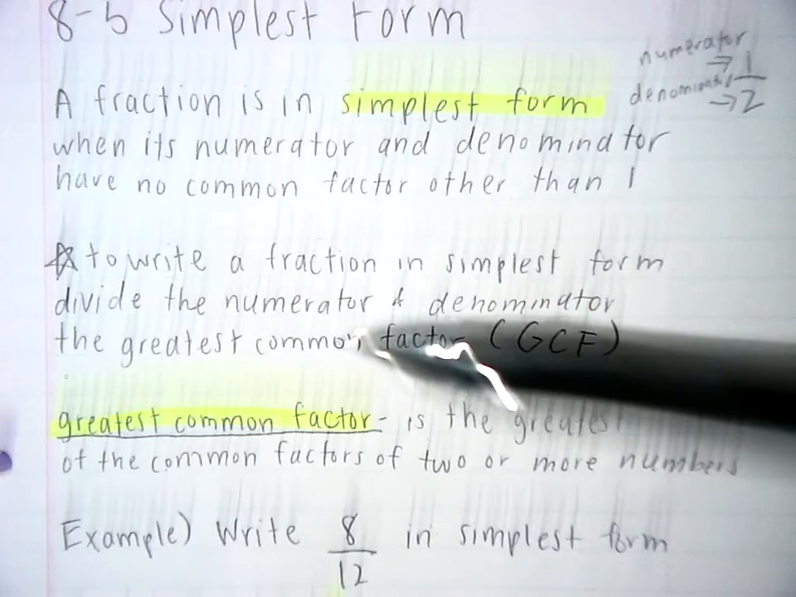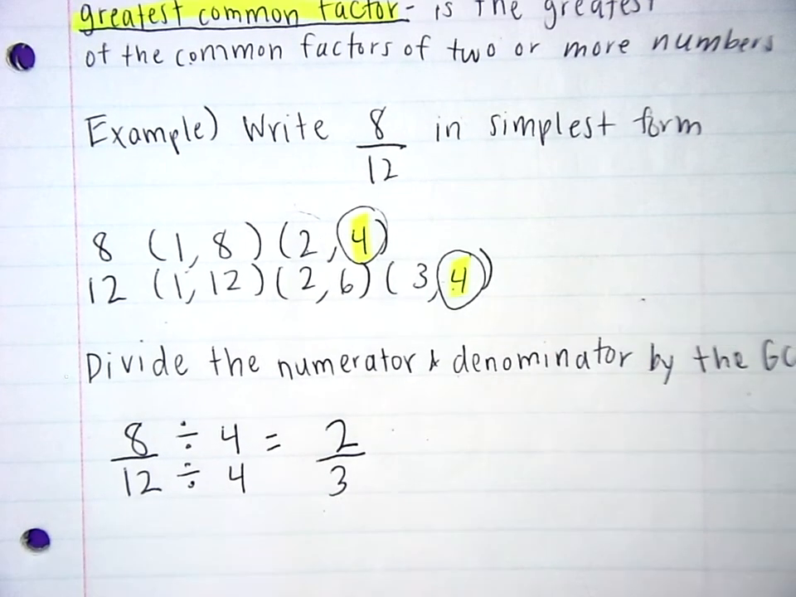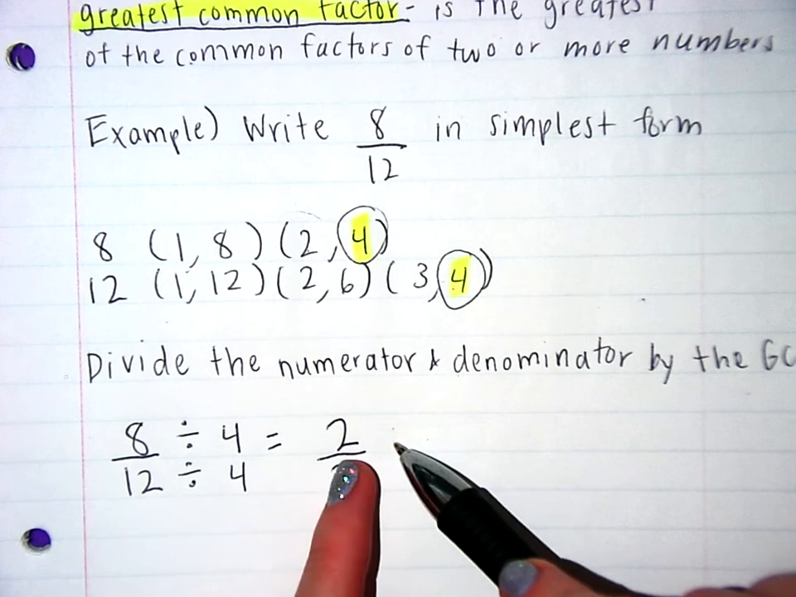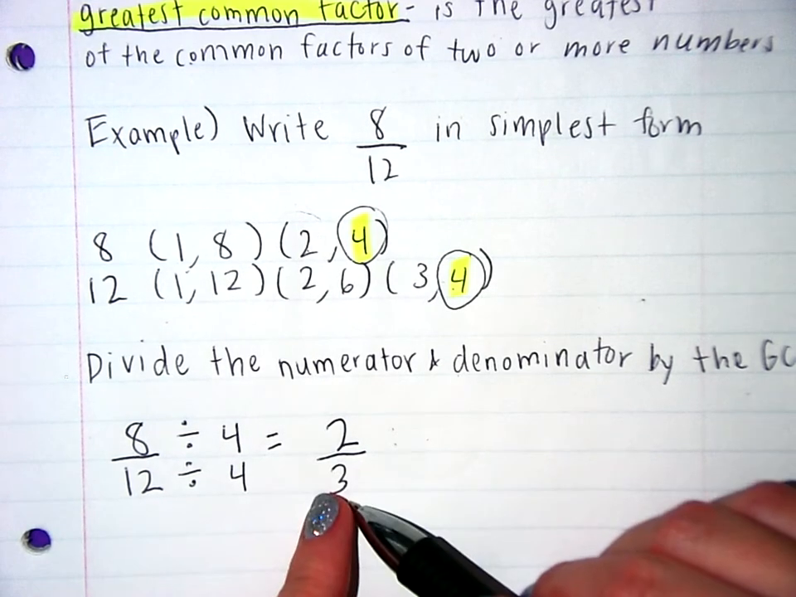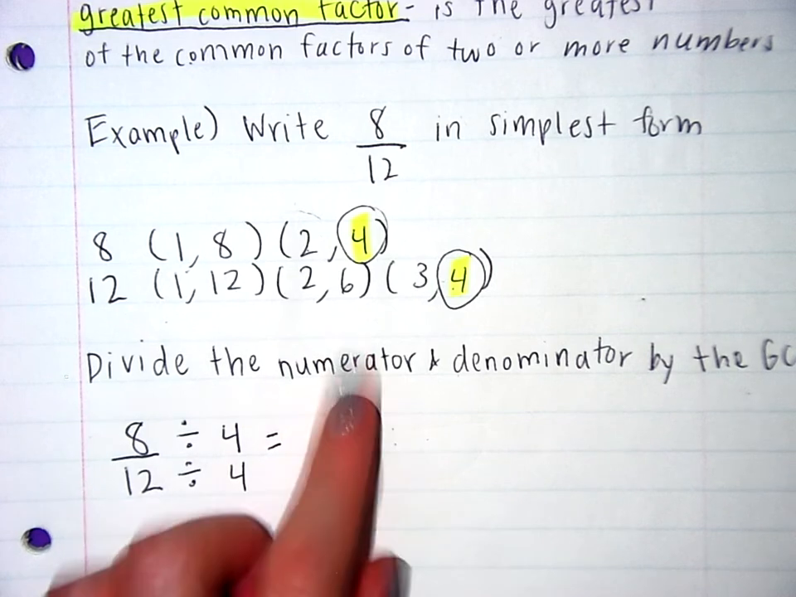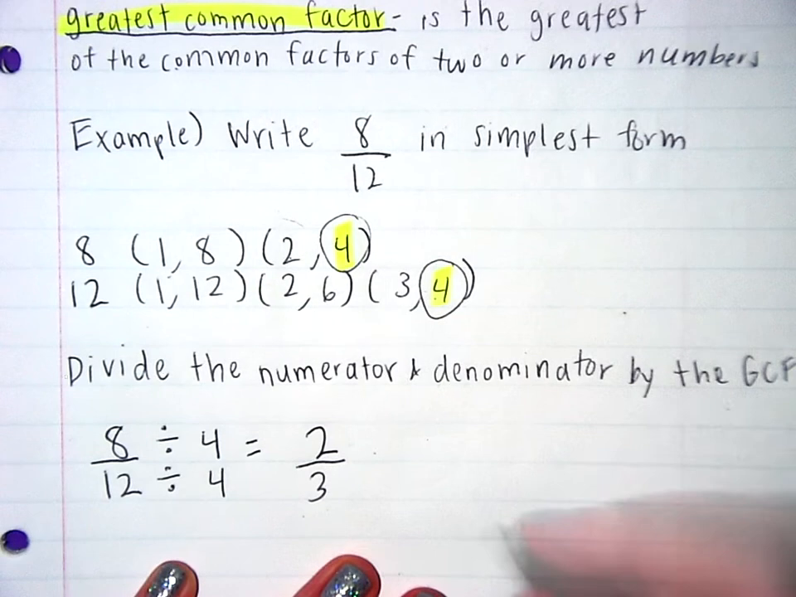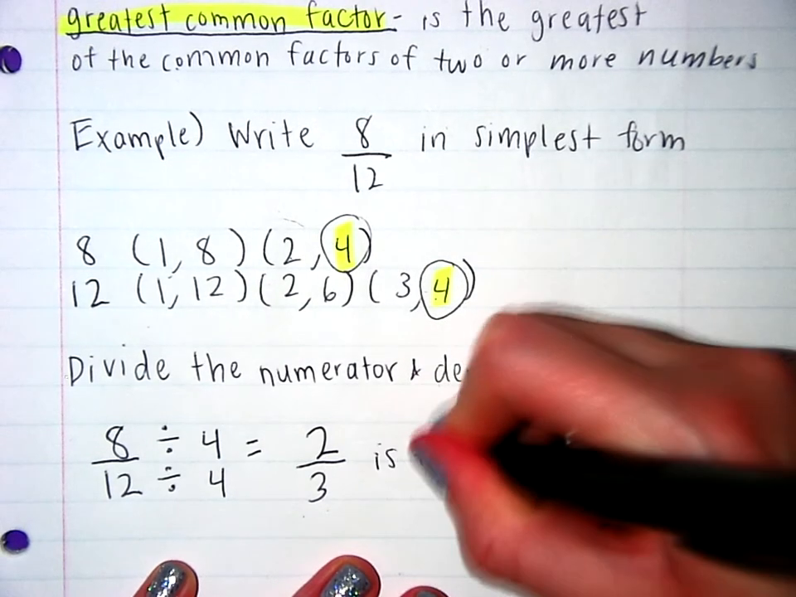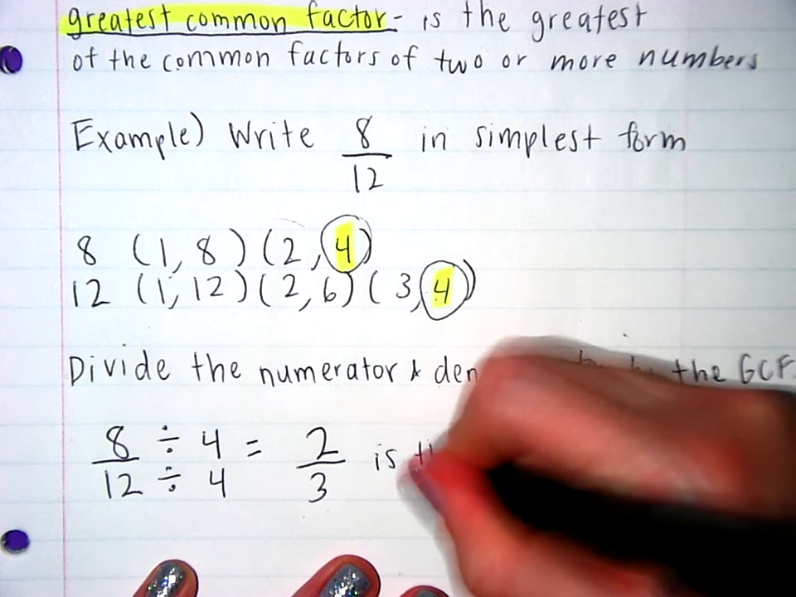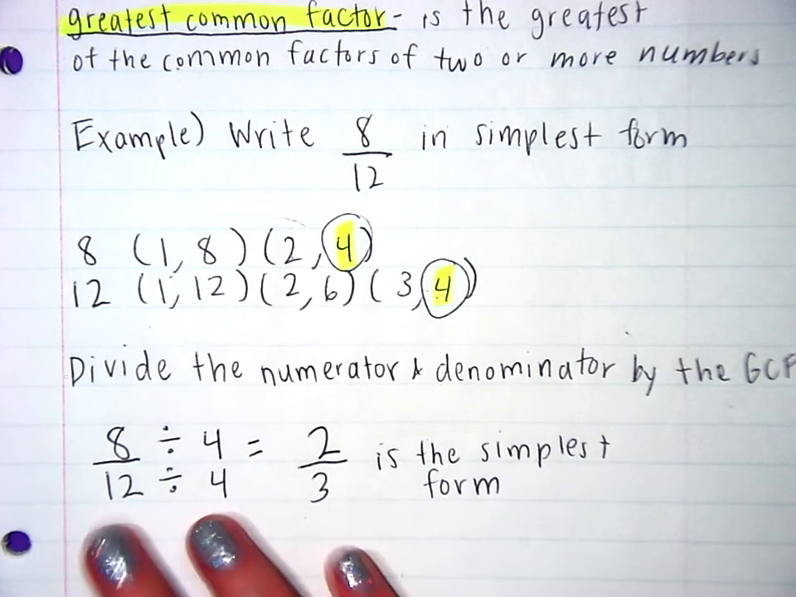So if I go back to my simplest form to see if I'm right, well, I know that 1 and 2 are the only numbers that can give me 2. And then I go to 3, and then I see 1 and 3 are the only factors that will give me 3. So the only factor that this fraction shares is 1. So 2 over 3 is the simplest form. So that is simplest form.